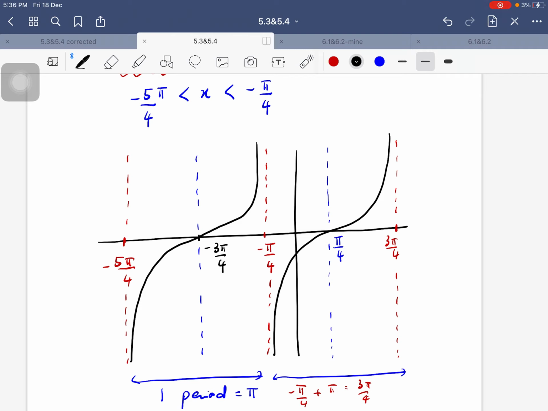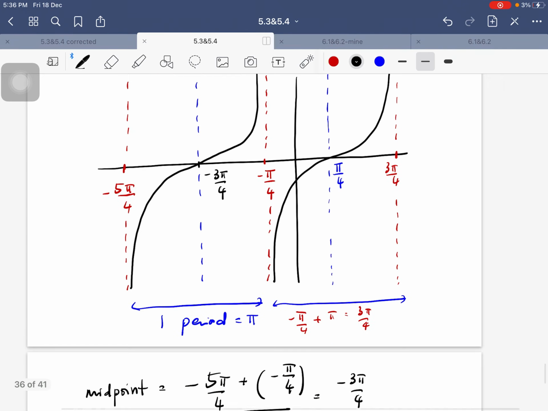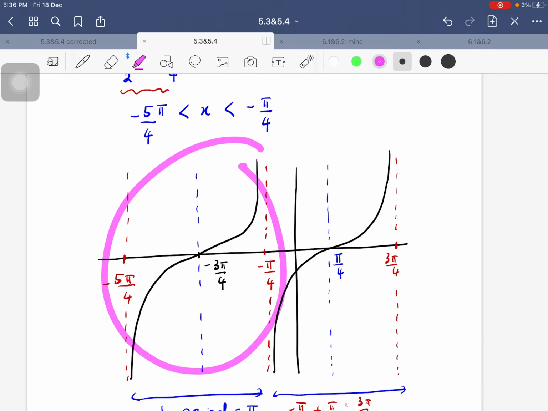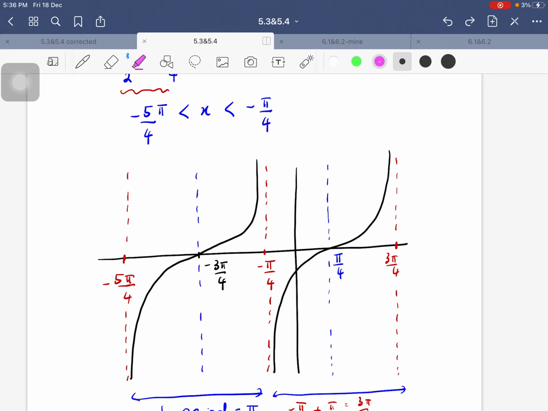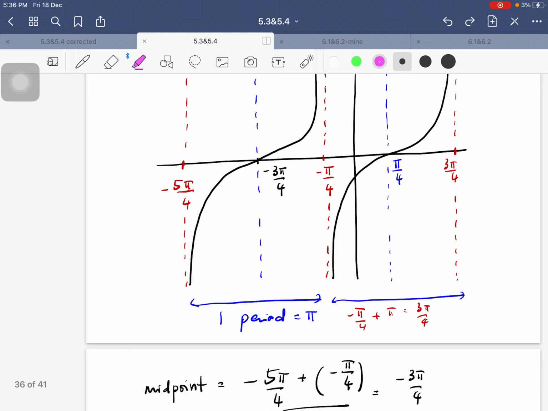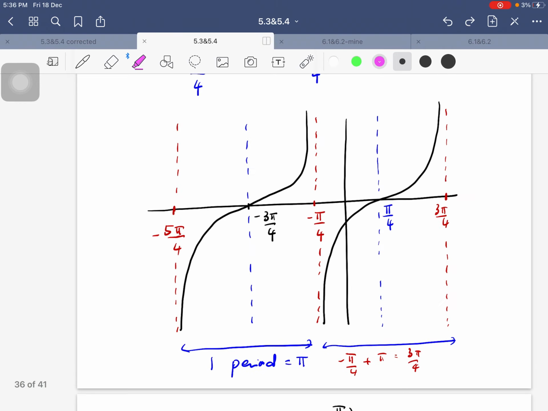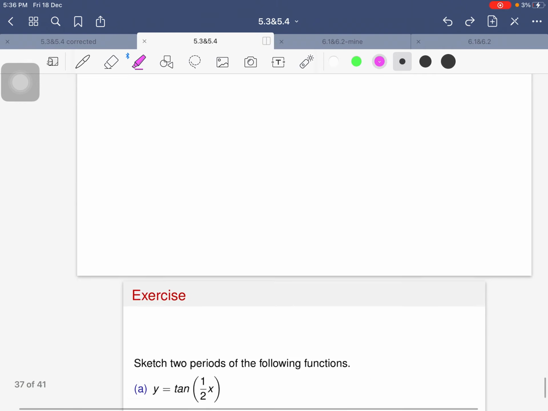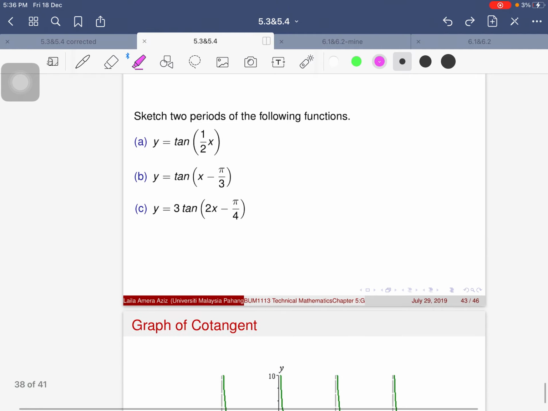But usually the question is not going to ask you to sketch 2 periods. Usually it's just going to be one of them. So if you only need one of them, just sketch this part over here, and you're done. Okay, but for this one, because of the 2, we have to draw the other side as well. And you can actually draw this side or this side, it's totally up to you, because the question doesn't mention from where to where. Okay, so that is how you sketch the tangent function.